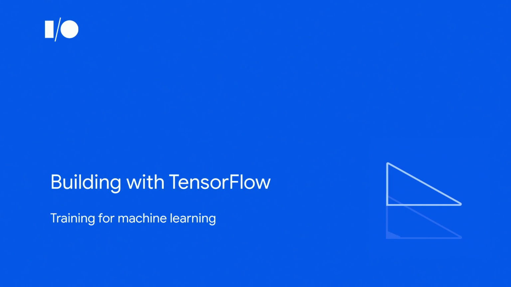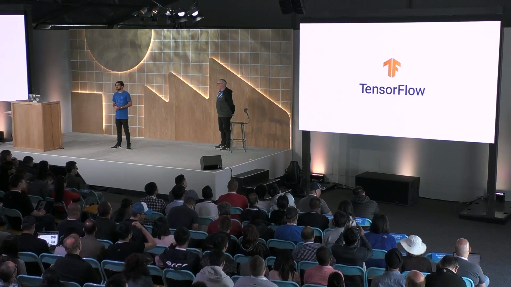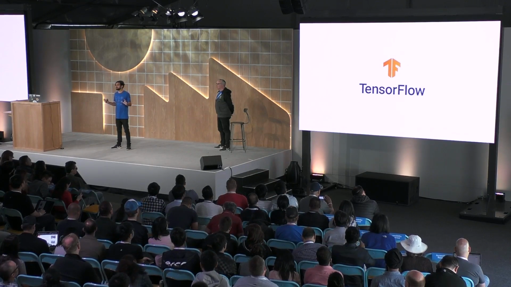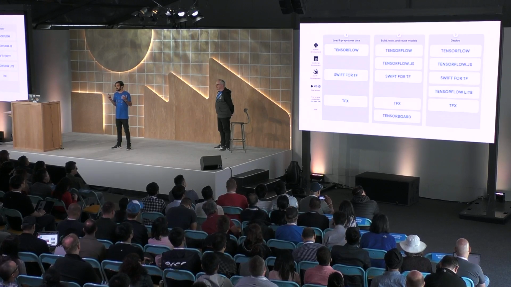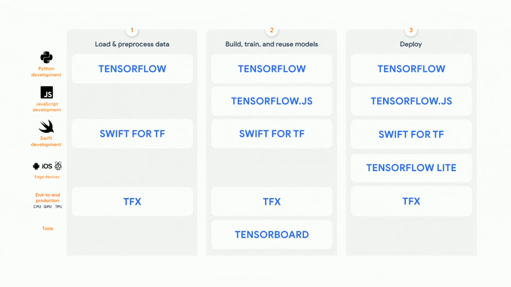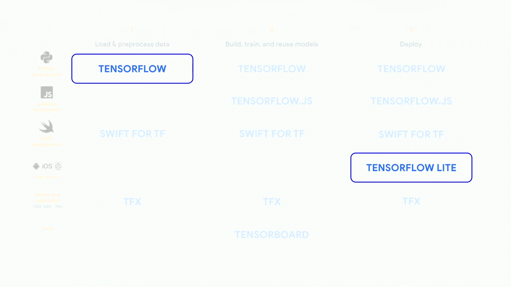So before we get any further, let's talk a little bit about TensorFlow itself. TensorFlow is Google's toolchain for absolutely everything to do with machine learning. And as you can see, there are TensorFlow tools for basically every part of the ML workflow, from loading data through to building models and then deploying them to devices and servers. So for this section of the talk, we're going to focus on building a model with TensorFlow and then deploying it as a TensorFlow Lite model.